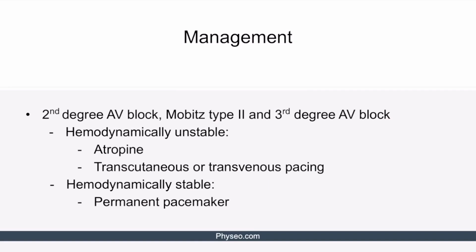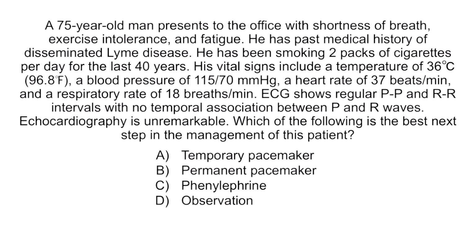Here's a slide reminding us of the management of third-degree AV block. Let's discuss why the other options are incorrect. Option A is incorrect because patients with third-degree AV block need permanent rather than temporary pacemaker. Option C is incorrect because phenylephrine is a vasoconstricting agent capable of causing reflex bradycardia. Reflex bradycardia would further exacerbate this patient's third-degree AV block. Finally, option D, observation, is incorrect because this patient is symptomatic from the third-degree AV block and needs prompt treatment. And that concludes our lecture on bradyarrhythmias.